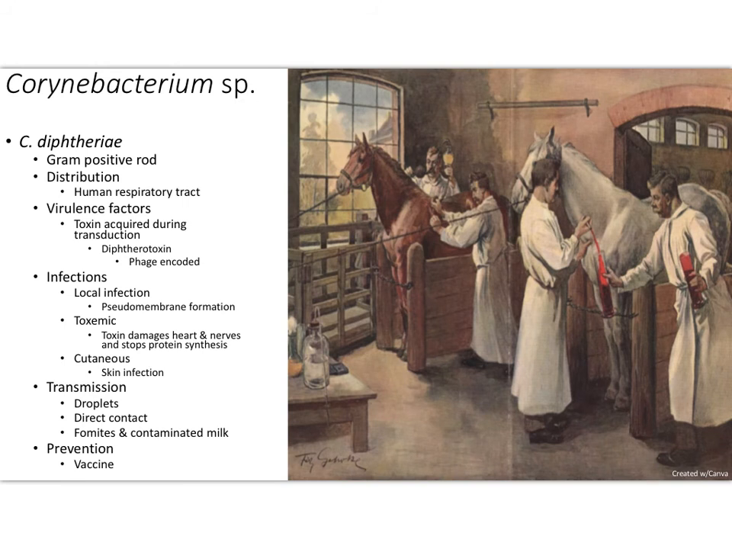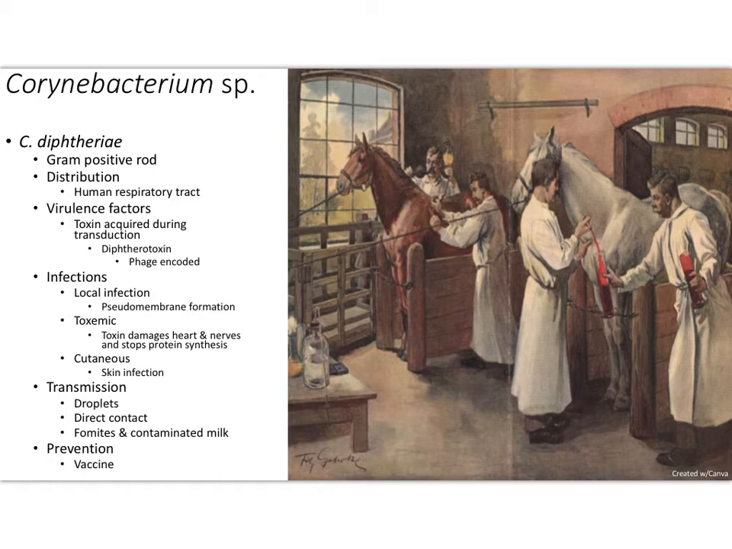At this point, we have finished up our cocci and we're moving on to rods. Our first rod is one that's called Corynebacterium diphtheriae. It is a gram-positive rod that is found primarily associated with the human respiratory tract. We can find it in some other regions as well, but most of the time we find it pretty much exclusively in the human respiratory tract.